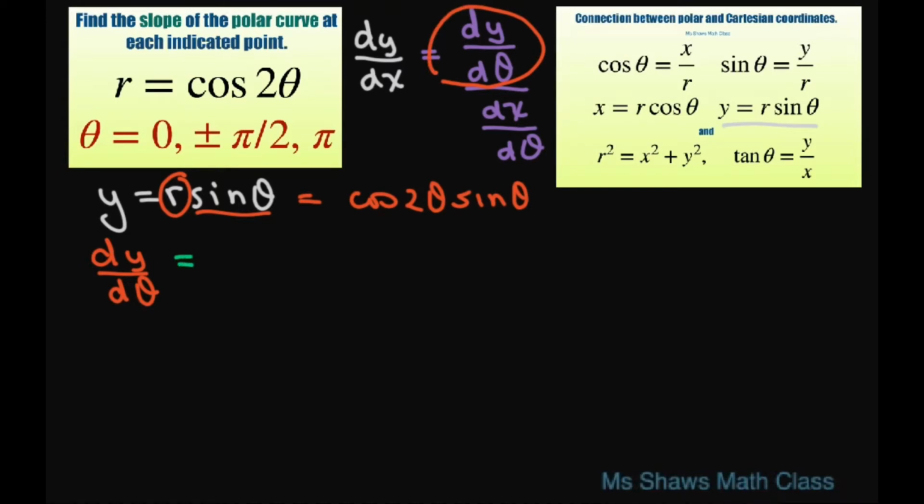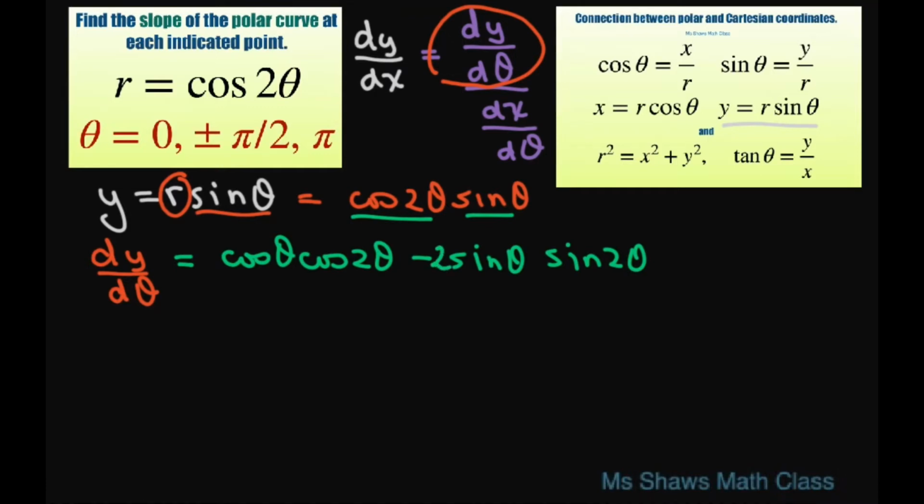Take the derivative of sine, cosine of theta. We're just using the product rule, times cosine of 2 theta, and then differentiate the other part. We're going to keep our sine, and the derivative of cosine is negative sine of 2 theta. Then you have to do the chain rule and put the 2 in front. So there we go with that.